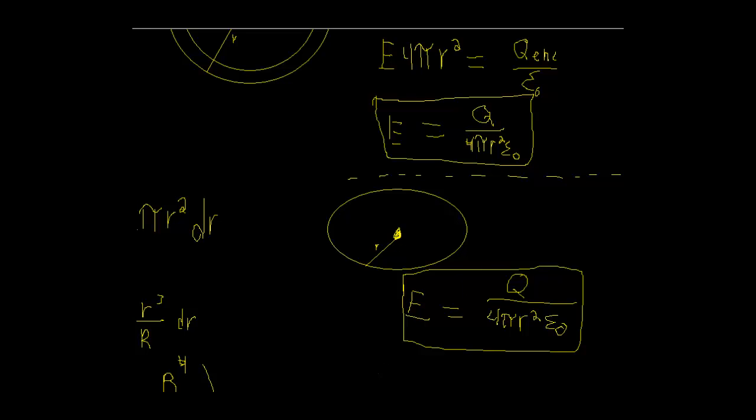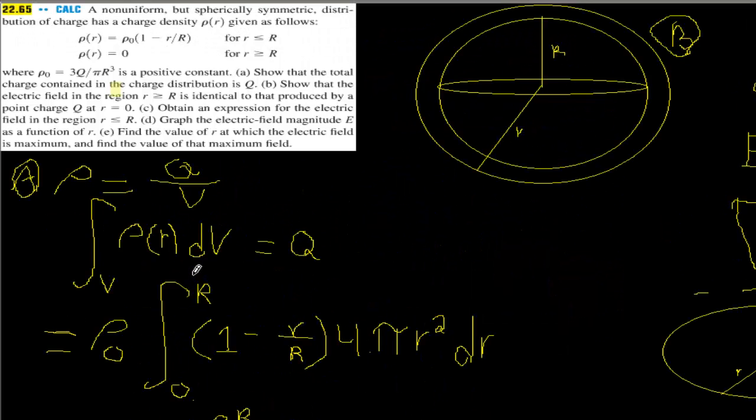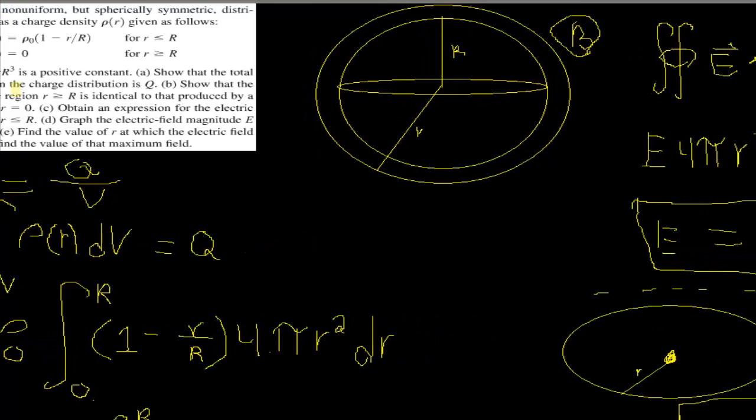And so for part C, we're asked to obtain an expression for the electric field in the region r less than or equal to big R. So basically we have to find the electric field for a charge that is anywhere inside the volume of the sphere.